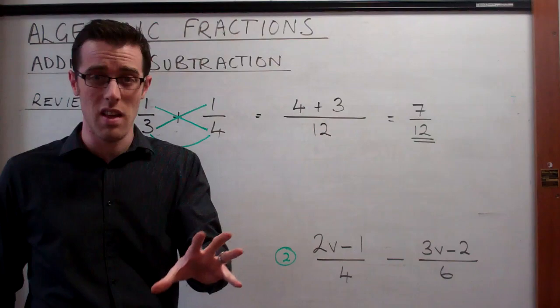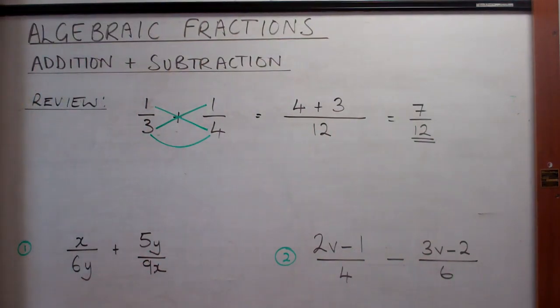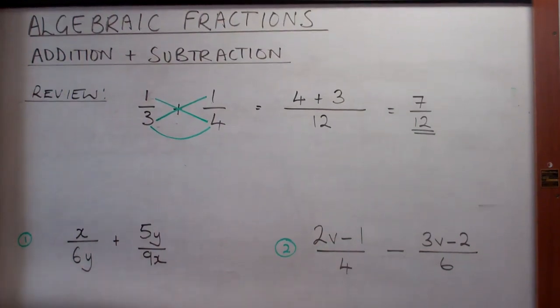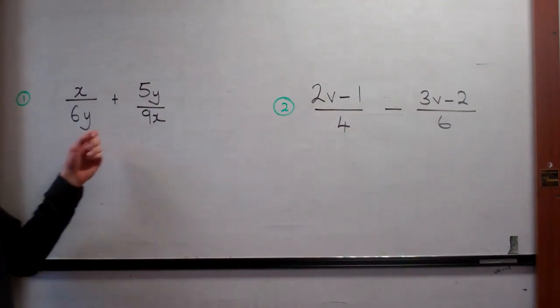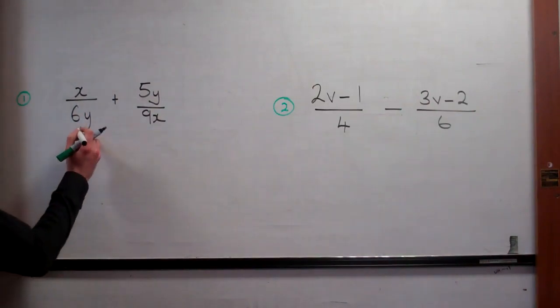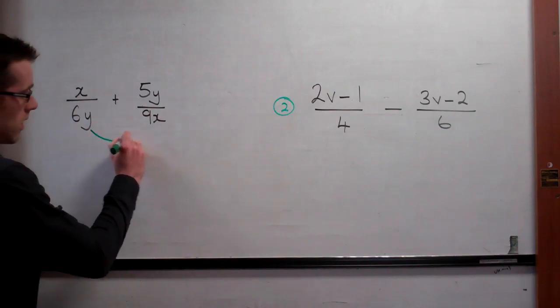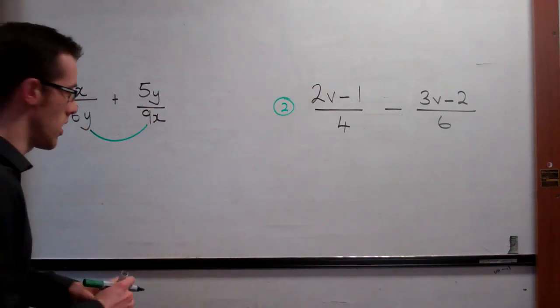We use the exact same technique when we have algebra with fractions as well, so when we have letters and variables or whatever you want to call them. So here we go. Example 1, so we're going to do the exact same thing as we've just seen. We're going to do our smile first of all to get our common denominator. I'm going to work down this time.